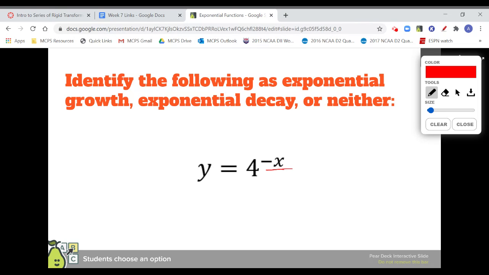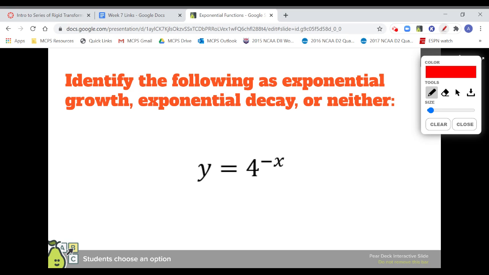Even if there's another number being added, if there's a negative sign, if something's being multiplied, as long as the x is in the exponent, even if other stuff is happening, it's still an exponential function. All that needs to be true for it to be exponential is that the x is in the exponent. So it is exponential. Now, looking at this immediately, you're probably going to see the 4, and you might think, okay, 4 is bigger than 1, so it's going to be growth. But I urge us to consider the properties of exponents.